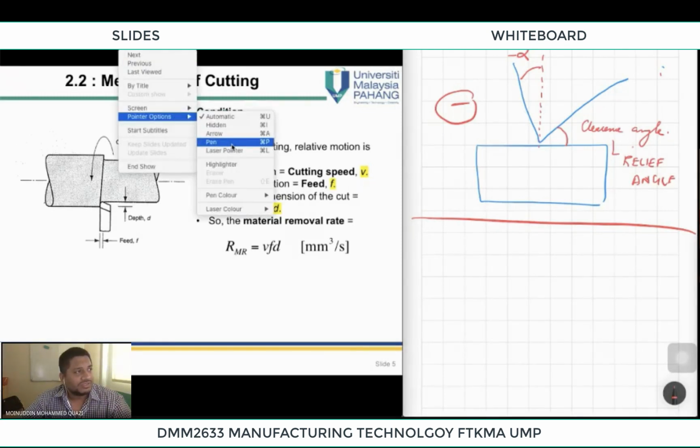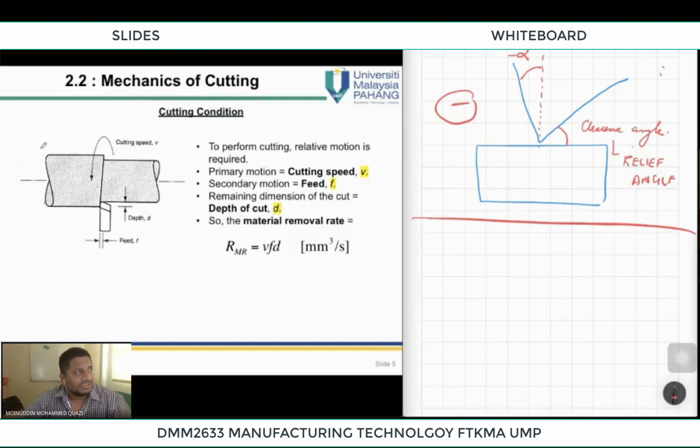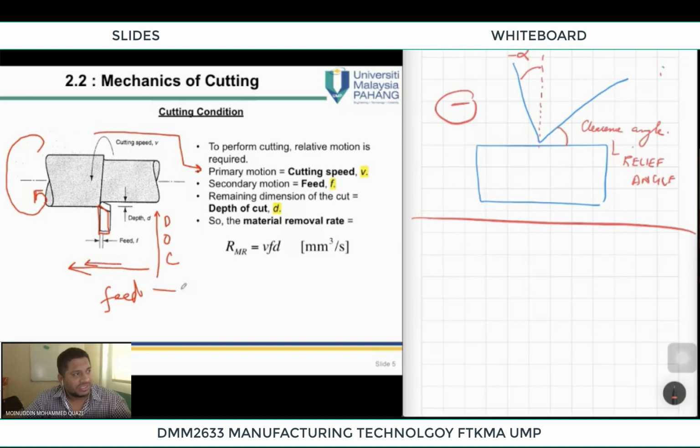So if I can draw this using pen, this workpiece is moving in clockwise or anti-clockwise direction. This is cutting speed and this is primary motion. And this is my tool, this tool is moving inside, going in this direction. It is not moving in this direction, it has a depth of cut in this direction, it is moving in this direction. This is the DOC, depth of cut, and its speed is called feed. So the tool is moving in this direction, and this is called secondary motion, denoted by feed f.